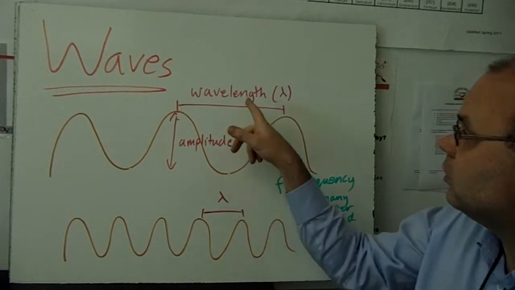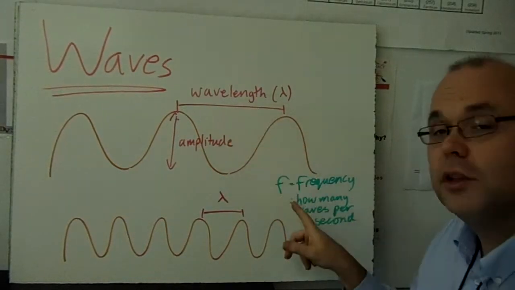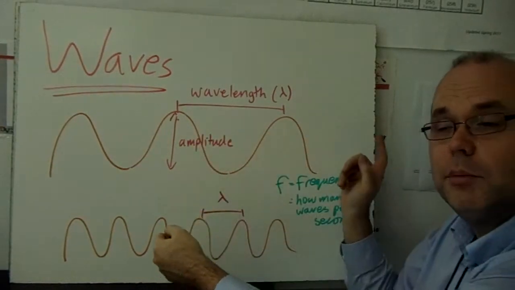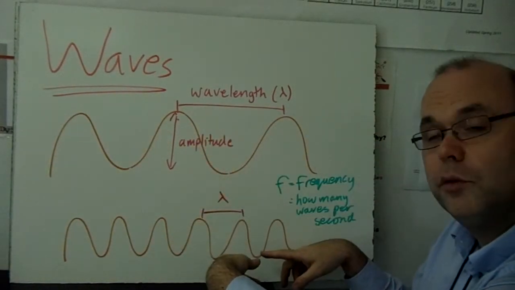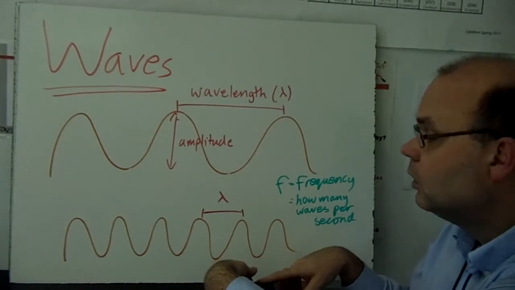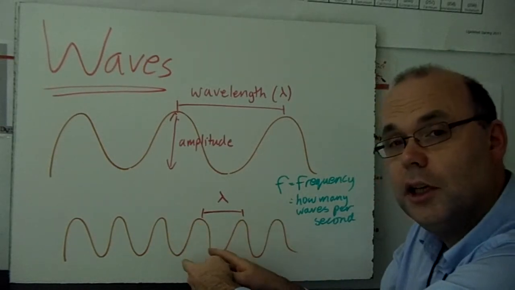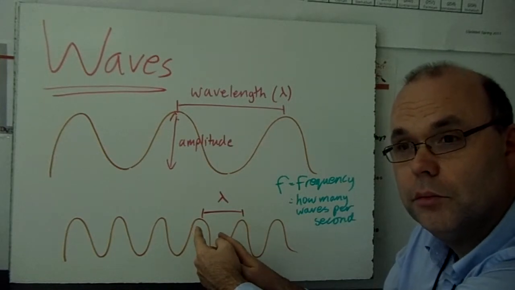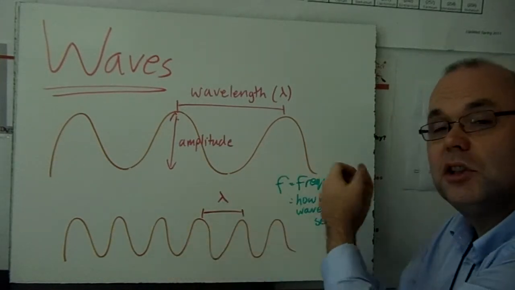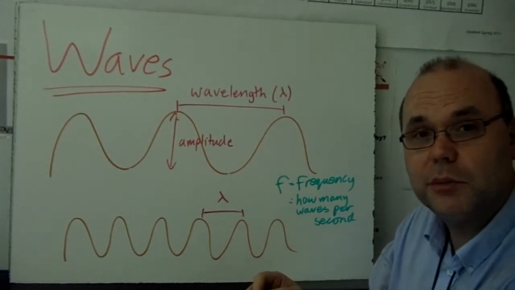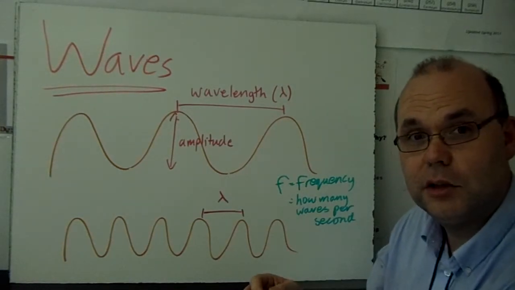So you've got this wavelength, which is related to the frequency. The bigger the wave, the longer it takes to get past, so the smaller the frequency. The smaller the wave, the more waves can go past in a second, so you get a bigger frequency. And that's all tied to the speed that the wave's going in the first place. So you'll be looking at some equations that relate to those in a minute.